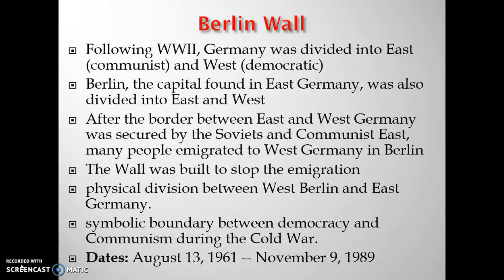This was a physical division between West Berlin and East Germany. This was a symbolic boundary between democracy and communism during the Cold War. This was a division from August 13, 1961 until the fall of the Berlin Wall on November 9th, 1989.